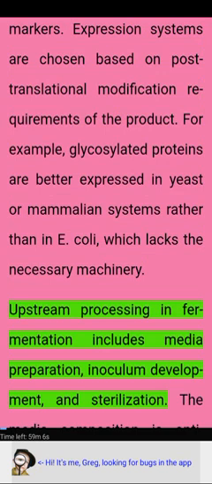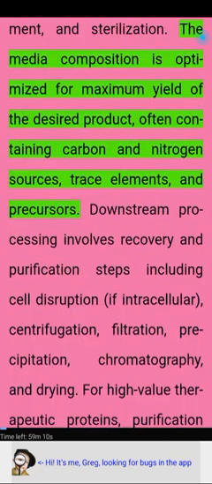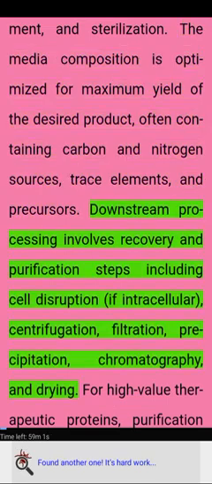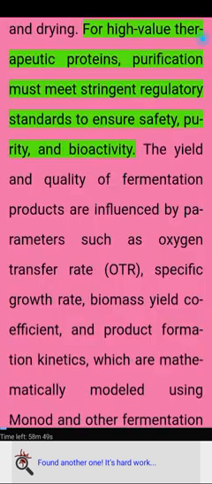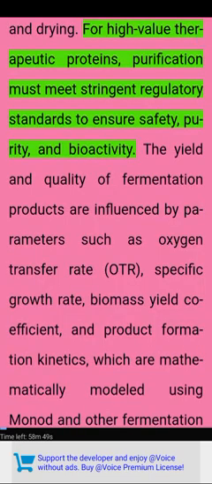Upstream processing and fermentation includes media preparation, inoculum development, and sterilization. The media composition is optimized for maximum yield of the desired product, often containing carbon and nitrogen sources, trace elements, and precursors. Downstream processing involves recovery and purification steps including cell disruption (if intracellular), centrifugation, filtration, precipitation, chromatography, and drying. For high-value therapeutic proteins, purification must meet stringent regulatory standards to ensure safety, purity, and bioactivity.